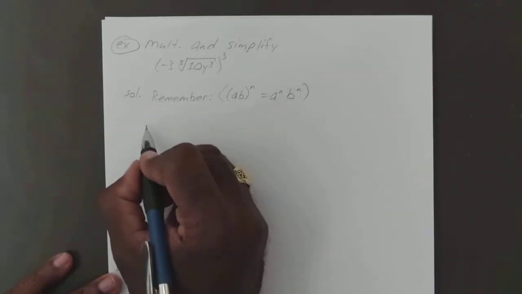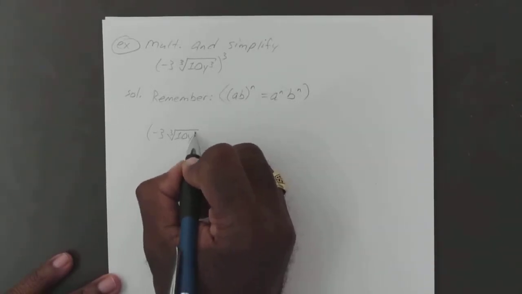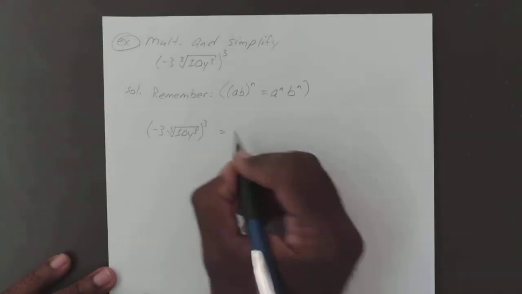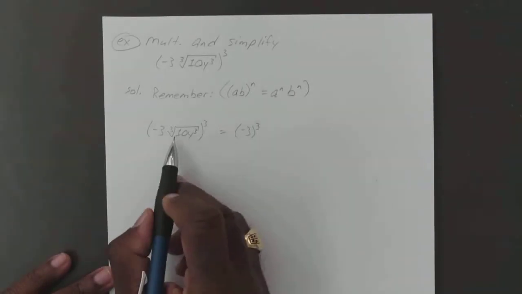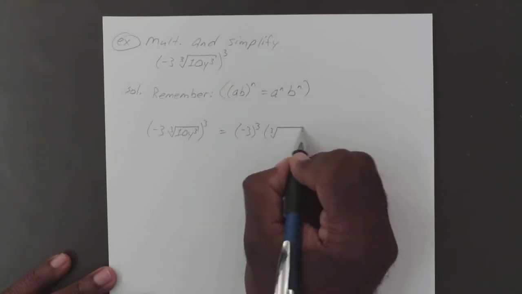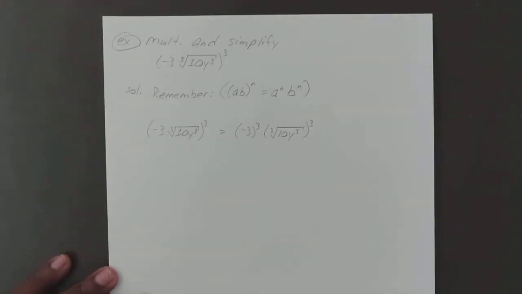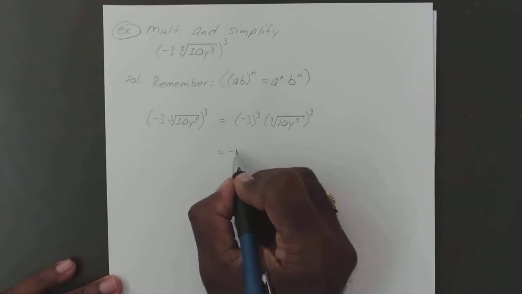Applying that here, you have negative 3 times the cube root of 10y to the third, and all that raised to the third power is going to equal negative 3 to the third times the cube root of 10y to the third. You just raise both factors to the third power. We know negative 3 times negative 3 times negative 3 is negative 27.